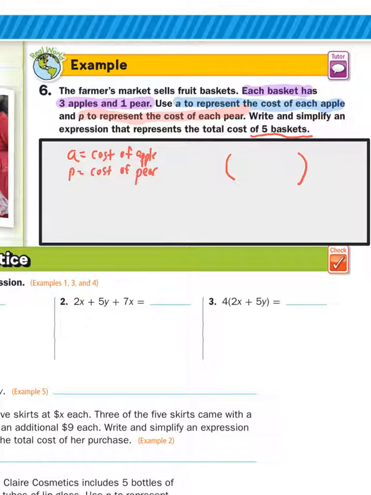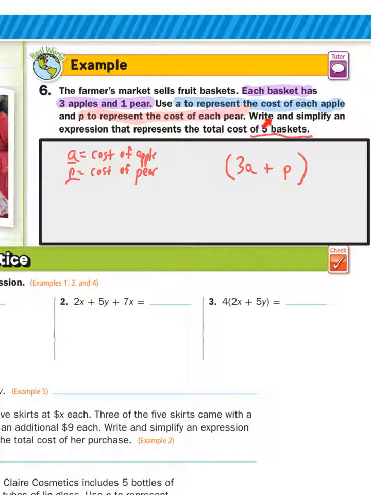So if I have 3 apples and they each cost A dollars, that's going to be 3 times A. But don't forget those pears. I have 1 pear, and it cost P dollars. So that's 1 P. Now, also don't forget, when you write it with 1 P, you really just write the P. So I'm going to get rid of the 1. All right, so far, this is a basket. Remember, the parentheses represent my basket. So there's 3 apples that cost A dollars, plus that 1 pear that costs P dollars.